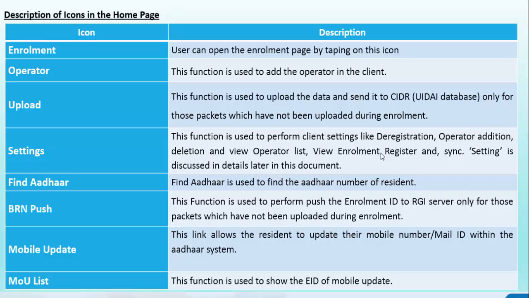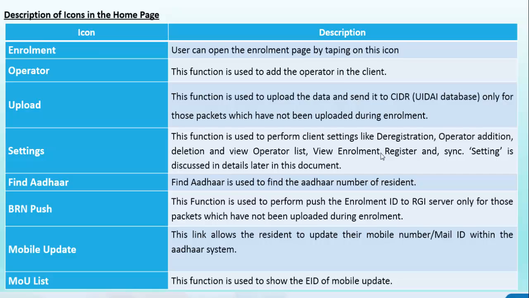Then the fourth option is the settings option. This function is used to perform client settings like deregistration, operator addition, deletion, viewing the operator list, viewing the enrollment register, and operator sync and client sync, which we have seen in the part 2 video. If you have any doubts, you can refer to the part 2 video to know about these settings options.